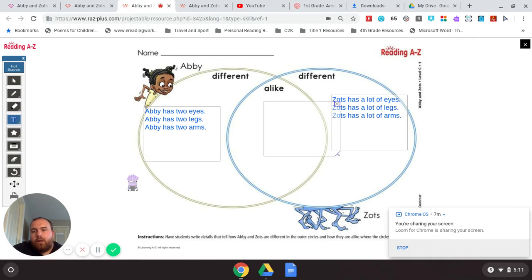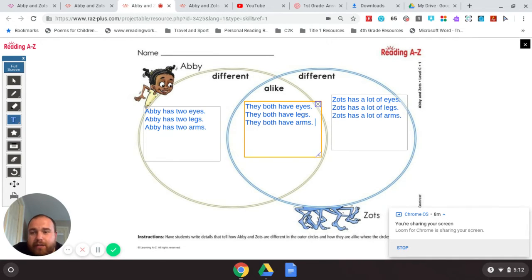Okay? Let's think about this, friends. How are they alike? I'm going to start these sentences with the words they both. Okay? They both have eyes. They both have legs. And they both have arms. Okay? Congratulations, friends. We just compared and contrasted Abby and Zats.